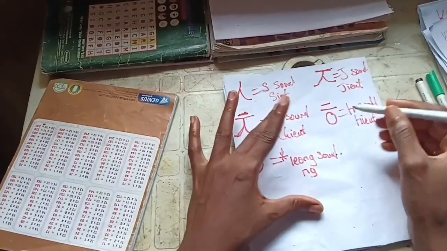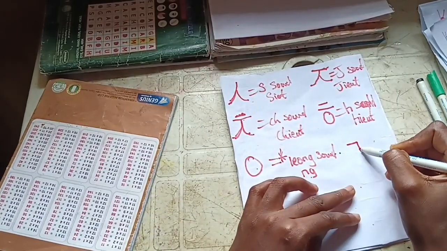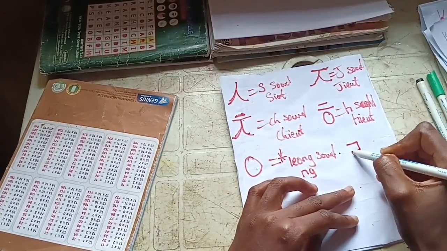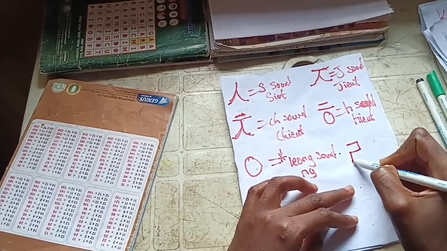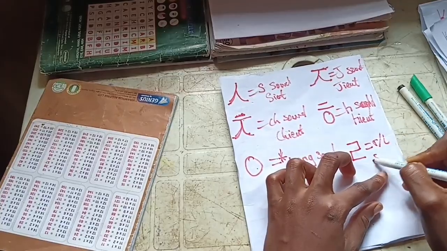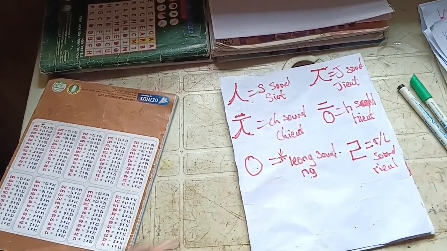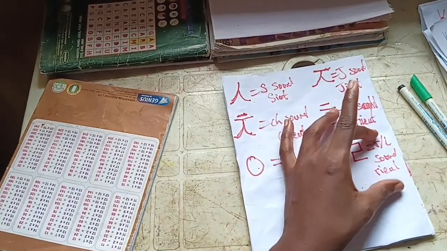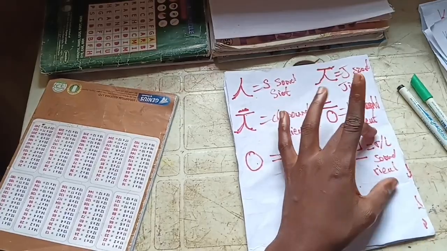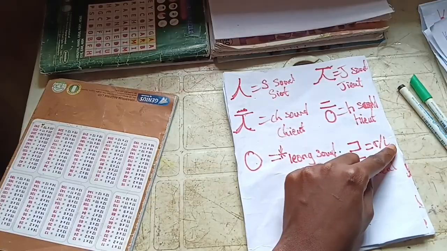Now the last one, we have the rule. So left to right, top to bottom, right to left, top to bottom, and left to right. This is the RL sound. It is called rule. Now this is one of the difficult consonants to pronounce because it's a cross between real and ill.